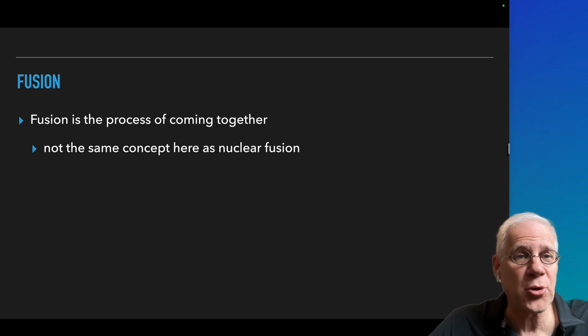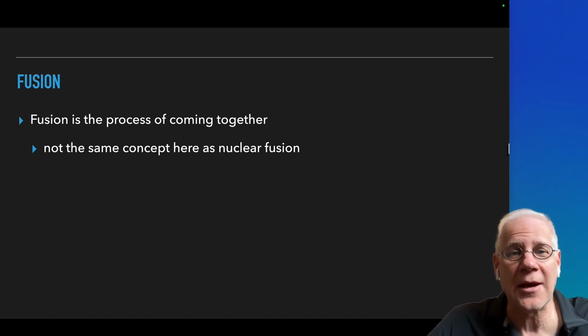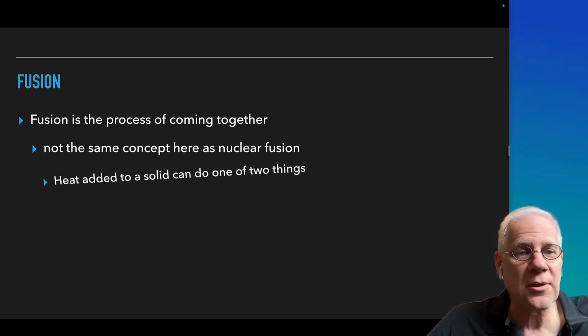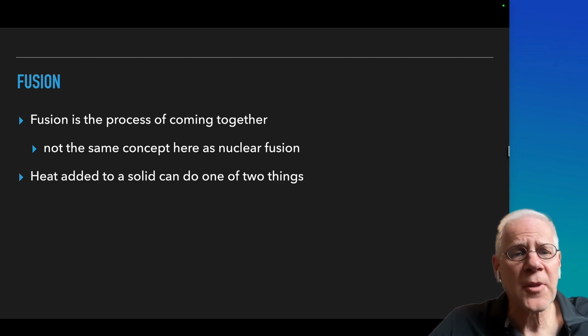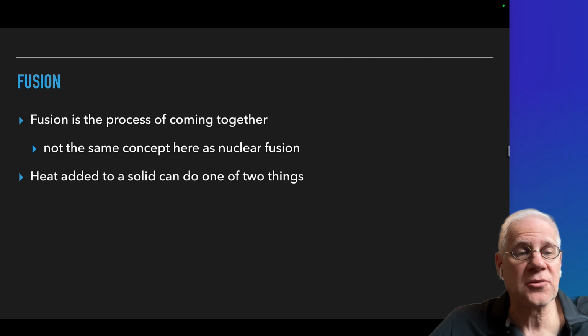Nuclear fusion involves putting nuclei together and changing the actual atom there. Here we're just taking molecules and putting them together, generally with intermolecular forces. So that's what we do when we turn a liquid into a solid, is we are fusing those molecules together into a single entity.